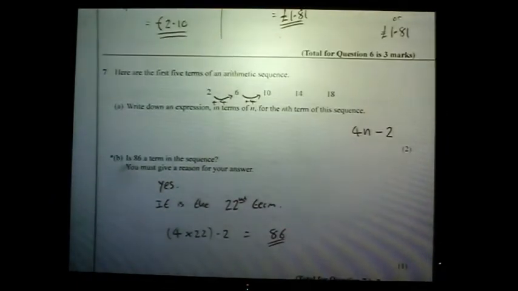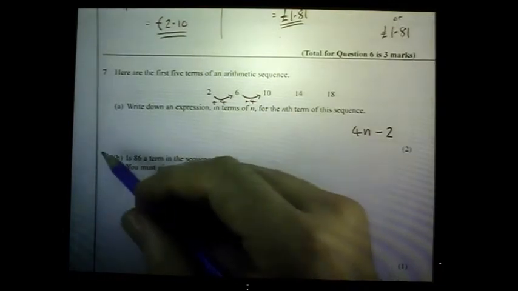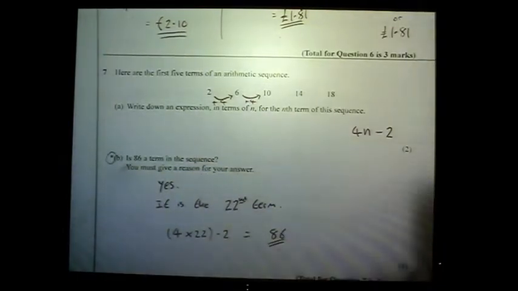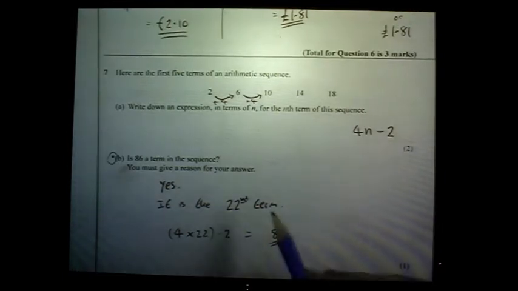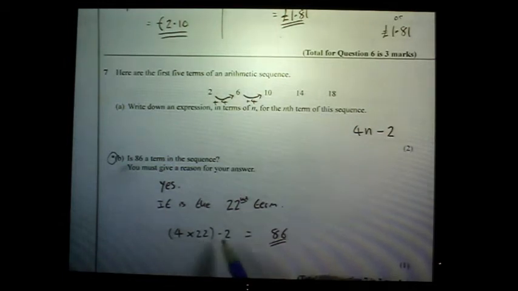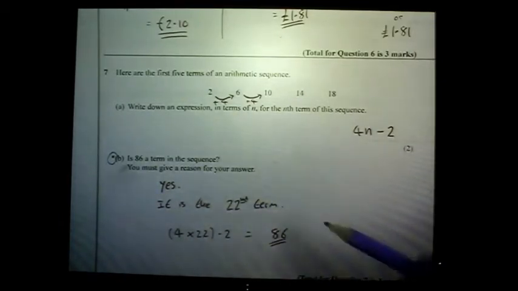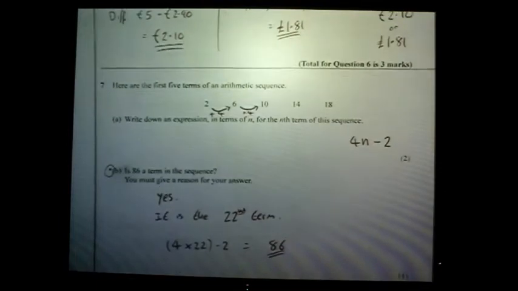Is 86 a term in the sequence? It's got that little star next to it, which means you can't just write yes or no, you must give a reason for your answer. Yes, it is in the sequence. It's the 22nd term, because 4 times 22 is 88, take away 2 gives you 86. And the mark scheme says you can just keep writing the sequence down until you get up to 86 by adding 4 each time. That's also fine if you're not confident doing that.